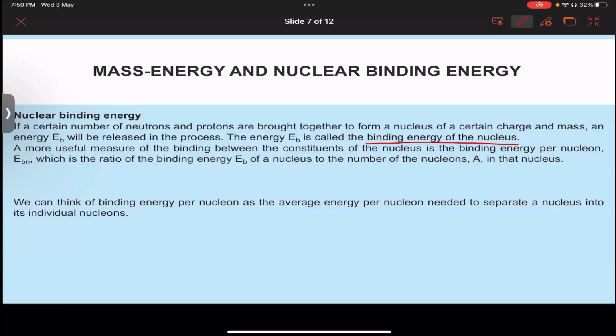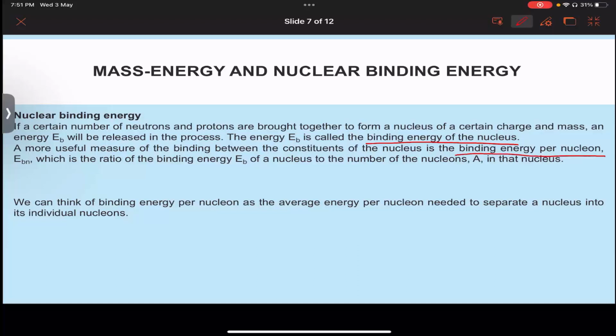And if we separate a nucleus into its nucleons, that is protons and neutrons, we have to give this energy EB to separate the atom into its constituent elementary particles. Usually we cannot break apart the nucleus in this way, but the nuclear binding energy is still a good measure of how well the nucleus is holding together. Another term which is mostly used is the binding energy per nucleon.